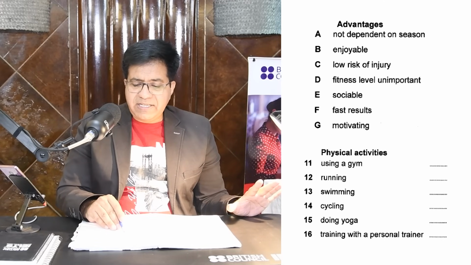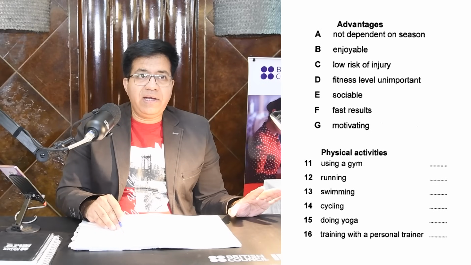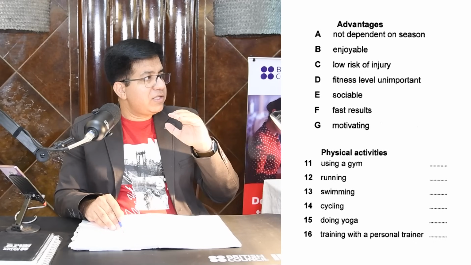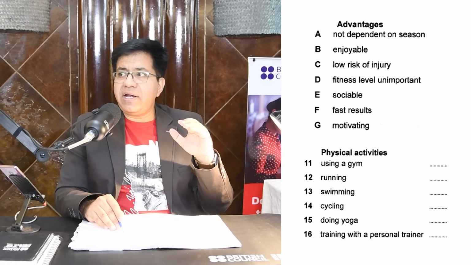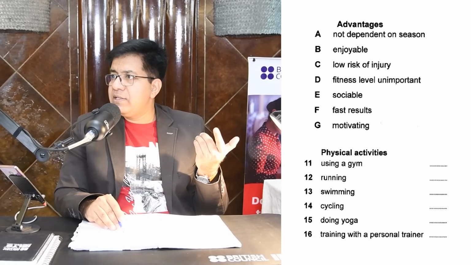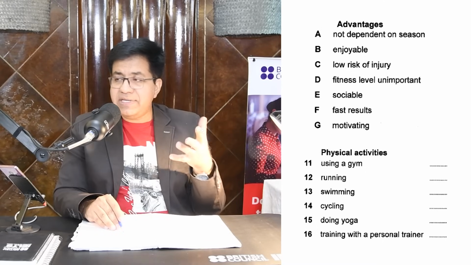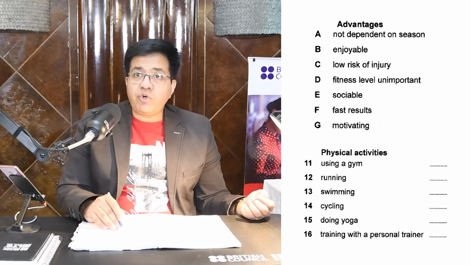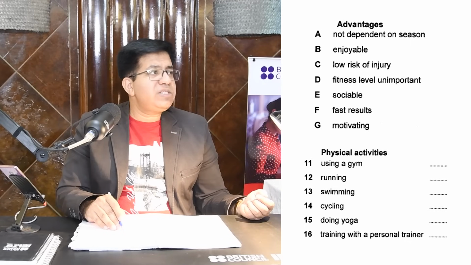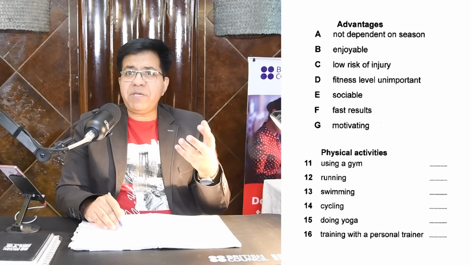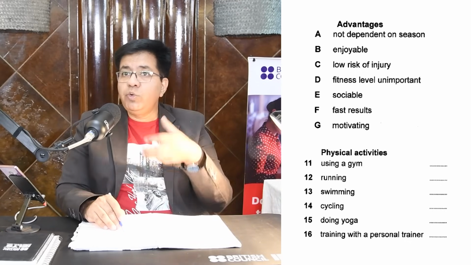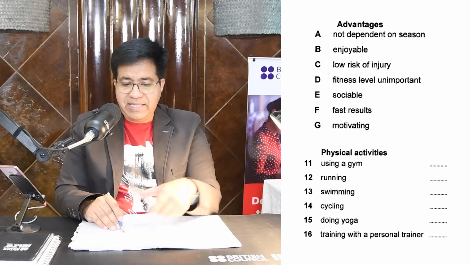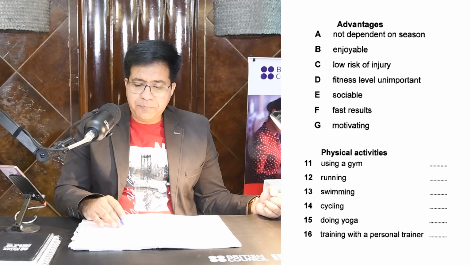Option D, fitness level unimportant. Now, when they say level unimportant, it means beginners to advanced. It means anybody can do it, because fitness level is unimportant. Option E, sociable. Now, when some activity is sociable, you meet with other people, you make new friends, you talk to people. So, if there is any involvement like this, then it is going to be option E.